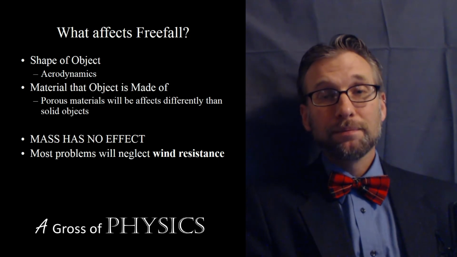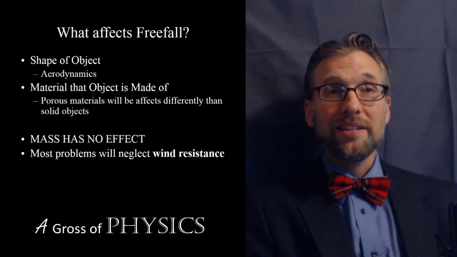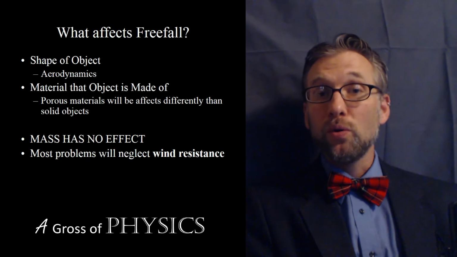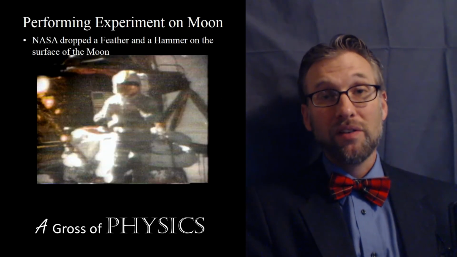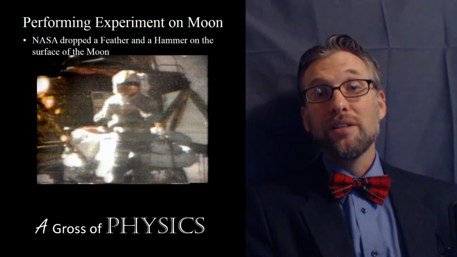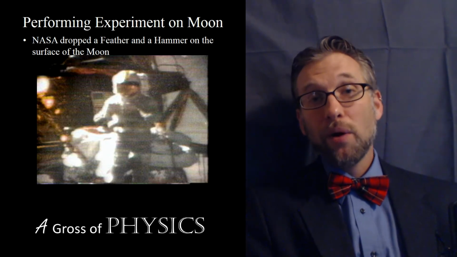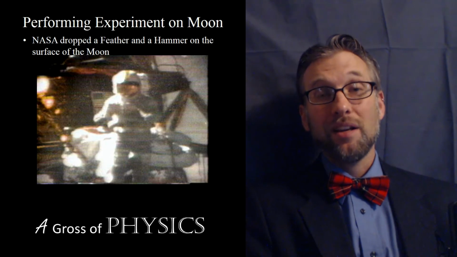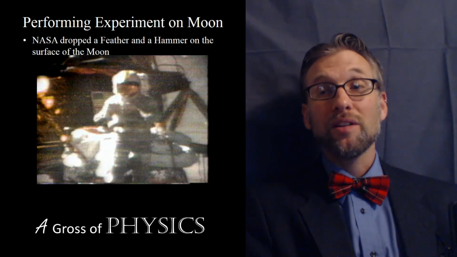Now, what's important to realize is that the acceleration of gravity on the moon is less than the acceleration of gravity on the Earth. So they will fall at a slower rate, 1.63 meters per second squared. However, they'll both fall simultaneously. So the feather and the hammer will actually fall together.